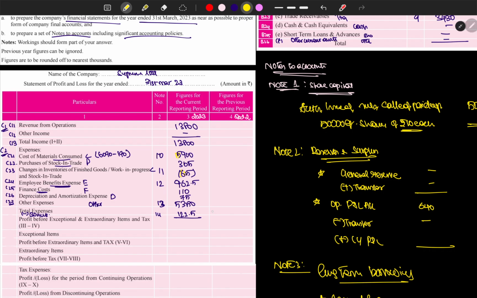12,820 is the total expense. So profit before exceptional items and extraordinary items and taxes, 12,820 minus 13,800, which is 980. Actually we made a mistake here, which is bonus has already been added to the employee benefit expenses, right? Why do we need to add it again? So let's remove it.